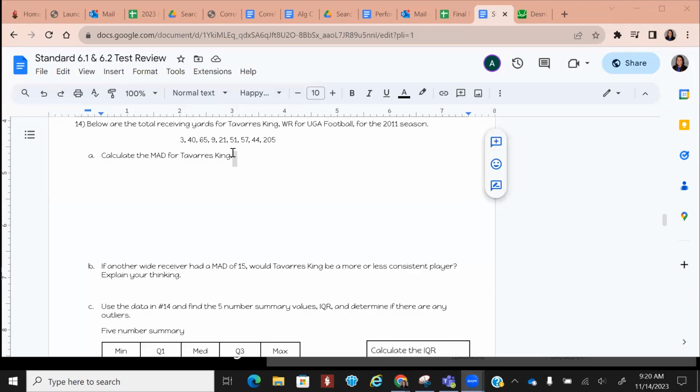So we're putting this in least to greatest order. We're on problem 14. Okay. And we're going to list them out. So what's our lowest number? 3, then 9. And what's our next number? 21. What's the next number? What's the next one? And then 57, and then 65, and then 205.